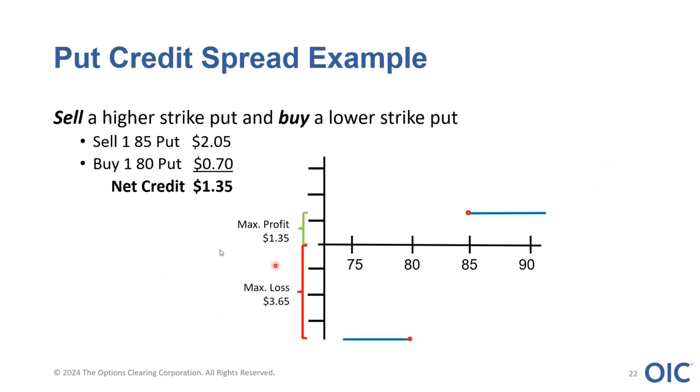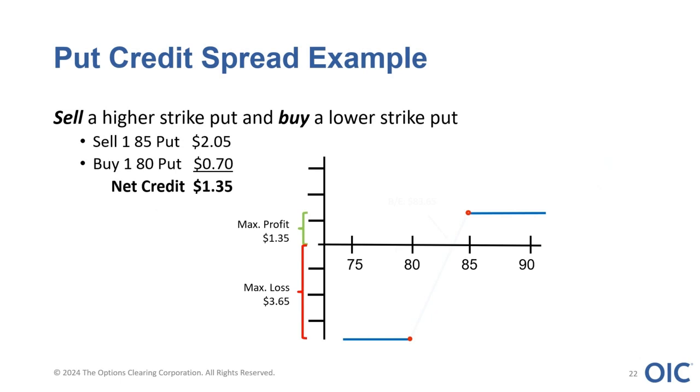Here's your max loss, between or below the 80 strike. Why is your max loss 365? Remember, you collect 135 when you sell the spread. What's the most the spread can be worth? The difference in strikes. If you go out below 80, this put spread is going to be worth its maximum amount of $5, but you've already collected 135, and so your max loss below 80 is $3.65.